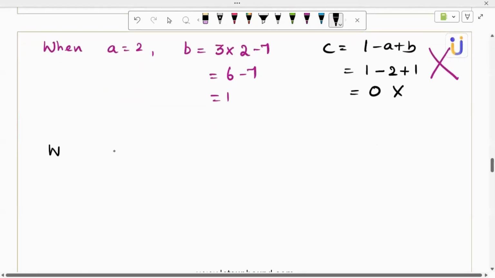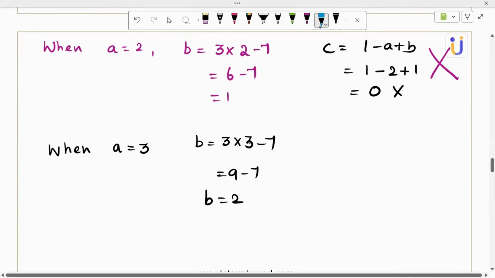Then when A is 3, B is equal to 3 times 3 minus 7. 9 minus 7 is 2. Okay, it seems like it will work, but let's check for C. C is 1 minus A, which is 3, plus B, which is 2. It's again 0. So not possible.